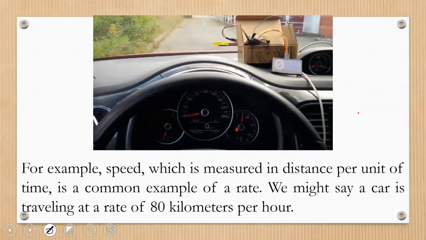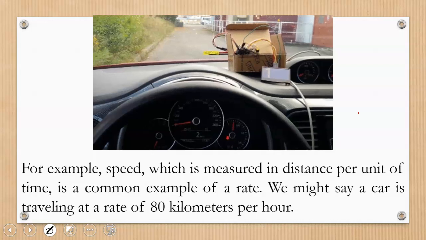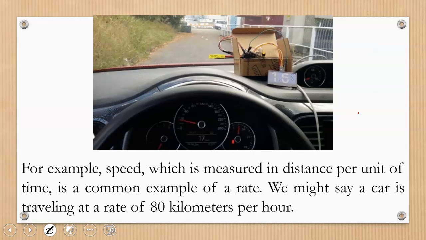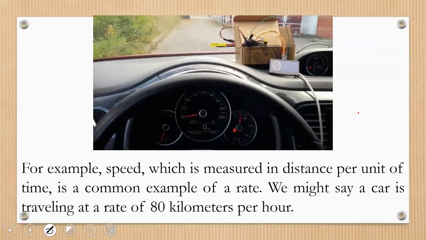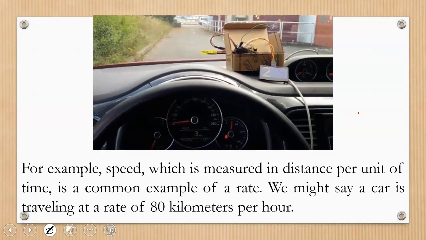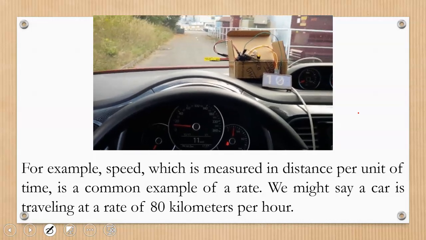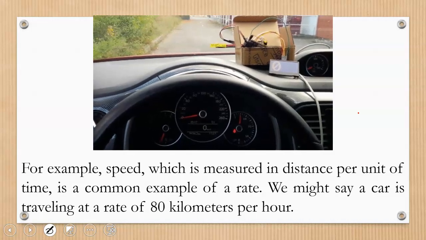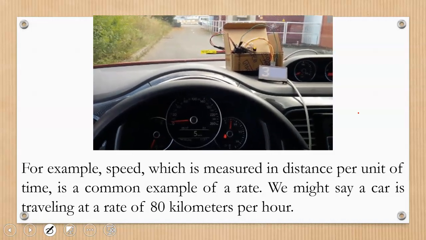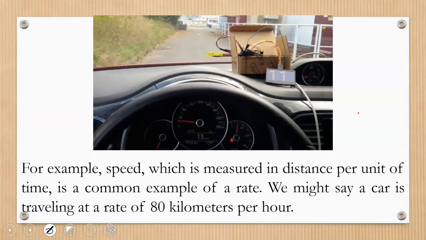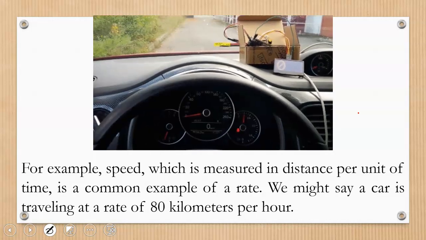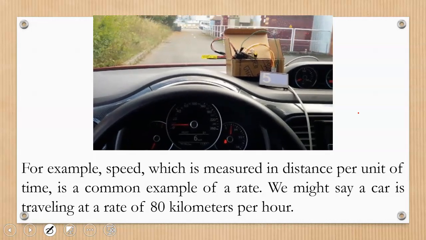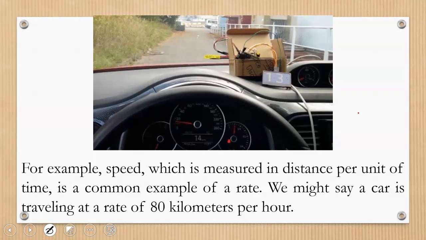Let's take, for example, speed, which is measured in distance per unit of time. In speed, we are looking at two quantities here. We are comparing the distance against the time. So when you compare distance against the time, you get your speed, right? And so if we say the car is moving 80 kilometers distance per hour time, then we get our speed. It means we are comparing distance and time, and together they give us our result.